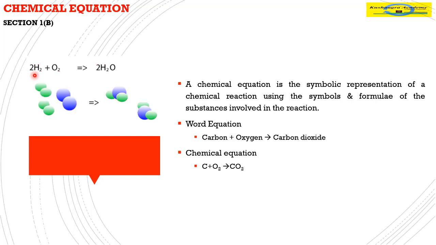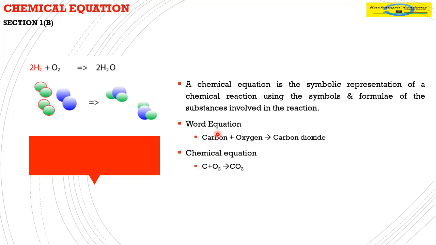This part is called the reactant side and this part is called the product side. So, when the reactants combine together, a new product will form. Now, here it is written, that is the word equation. When carbon reacts with oxygen, it forms the carbon dioxide. It is written in the word form. When we write in the chemical equation form, we will write like this.